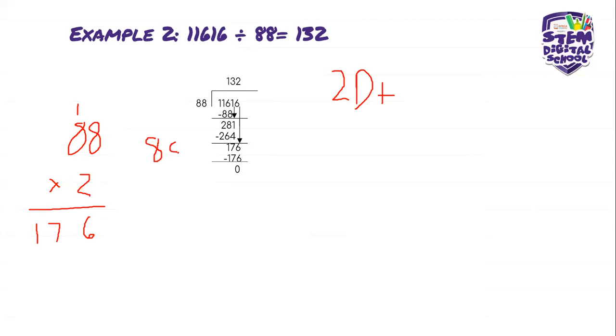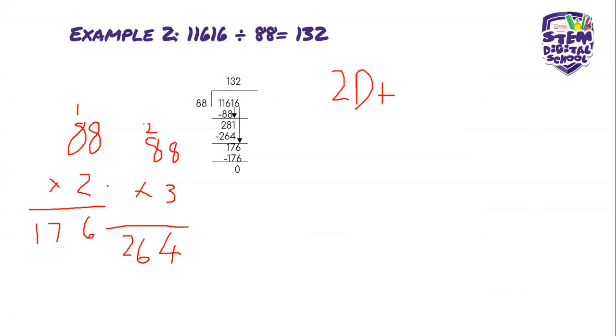Let's try my next friend, times 3. You test it out. 88 times 3 is what? 3 times 8 is 24, so I put the 4 here and carry my 2. 3 times 8 is 24 plus 2 is 26. So 3 times 88 is 264. 281 minus 264 is 17. I bring down the 6. Then I have now 176.